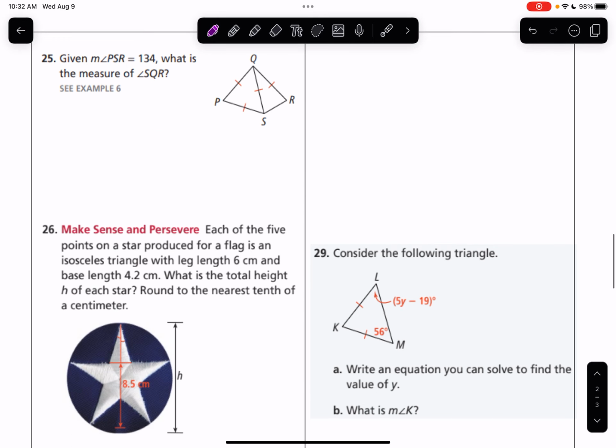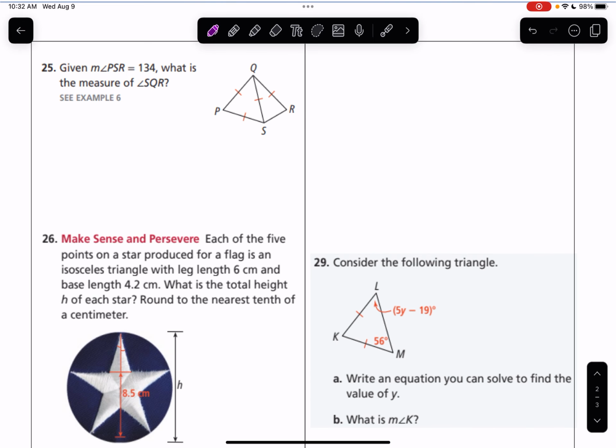Let's keep going. Number 25, given the measure of angle PSR is 134, what is the measure of angle SQR? Well, in this case, we have a shape that is an equilateral triangle. All three angles are the same, so we know that the angle measured on here is 60. But if the measure of angle PSR is 134, then we can just do 134 minus 60, which is 74. So the measure of QSR is 74.